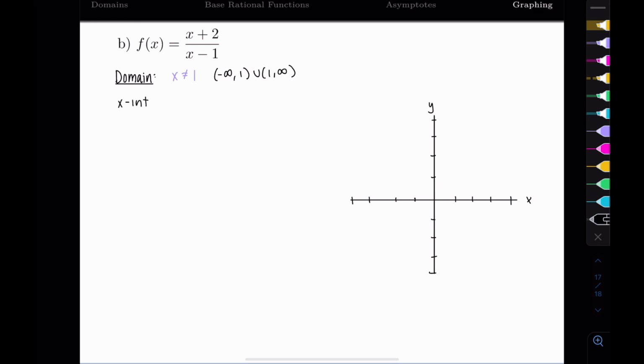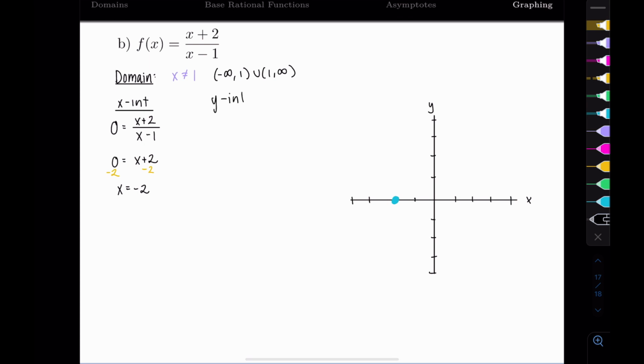Now let's find our x-intercept. So this means we set y equal to 0, and then we have to find x. So we go ahead and multiply the x minus 1 to the other side, but it's still 0. So we get really 0 equals x plus 2. And then subtracting the 2 to the other side, we find out our x-intercept is going to be at -2. So plotting in that point, we go through right here.